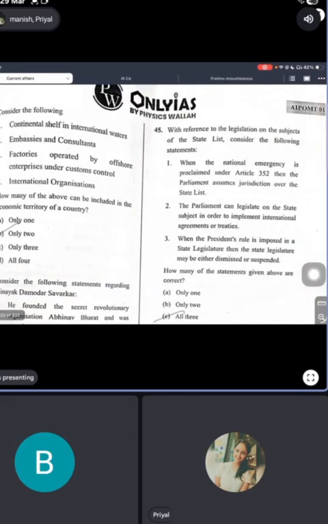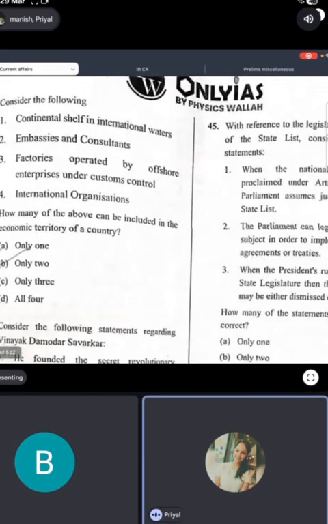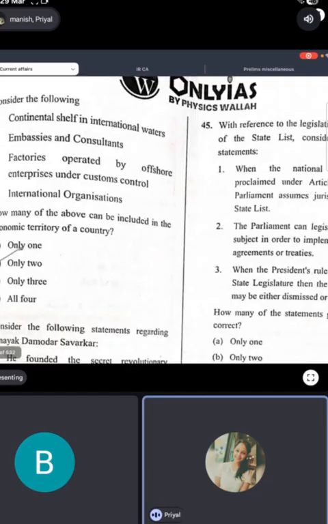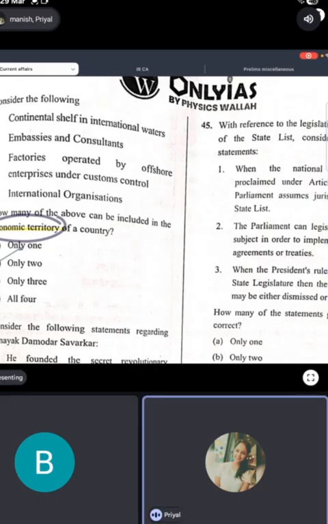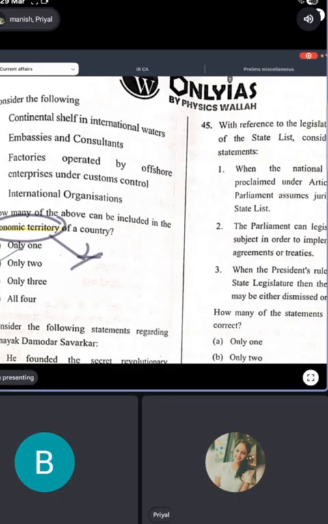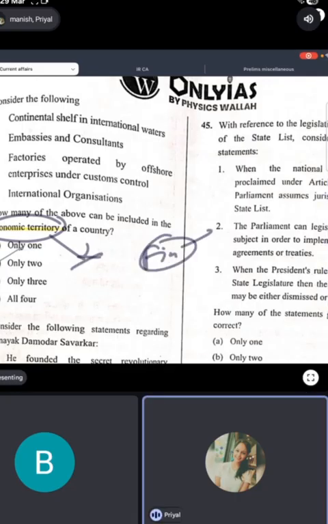Now, see, read this question, Priya. Consider the following: continental shelf in international waters, embassies and consultants, factories operated by offshore enterprises under the customs control of an international organization. How many of the above can be included in the economic territory of a country? See, suppose, guys, I don't know anything about this question. Now see, economic territory means what? It means something producing money, a financial issue.